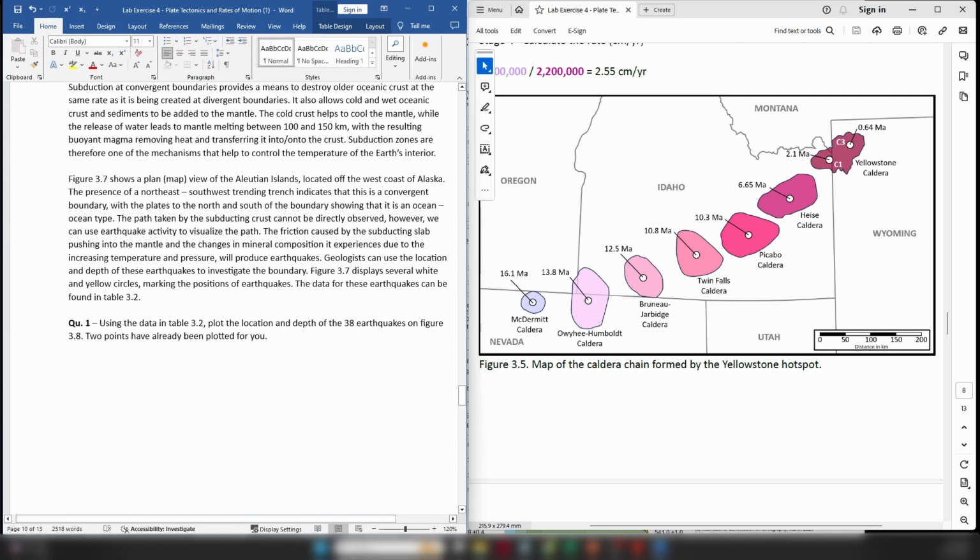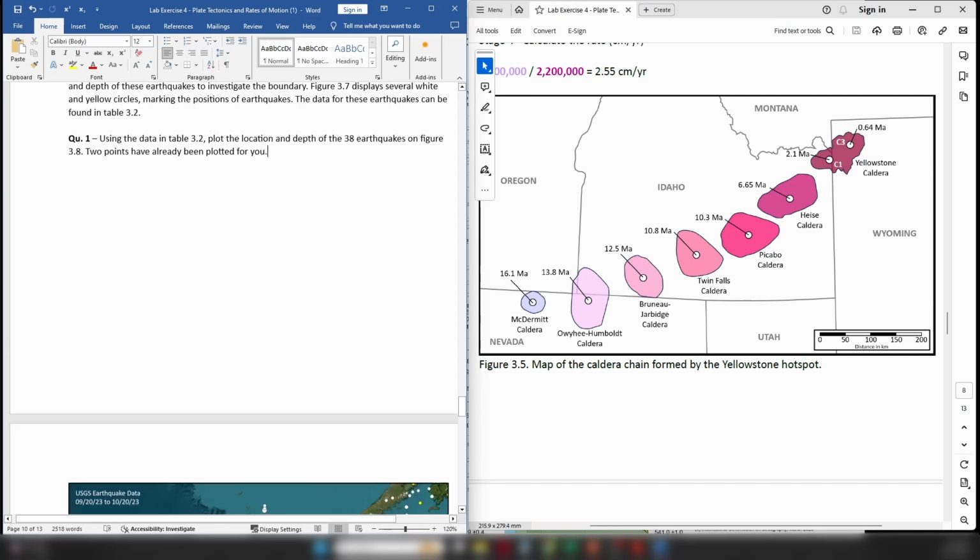So what are we going to do in part 3? For question 1, we are going to look at the data in table 3.2, which is the table we were just looking at, and we are going to plot the location and depth of the 38 earthquakes on figure 3.8.